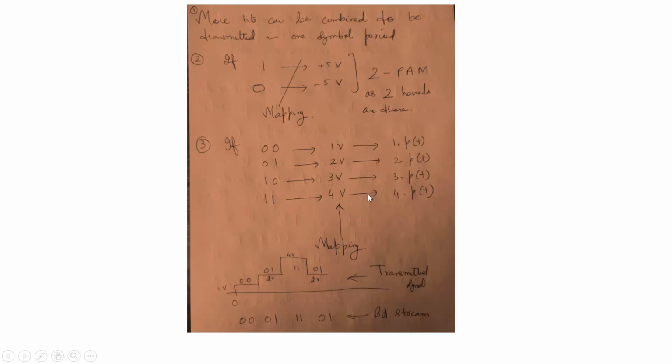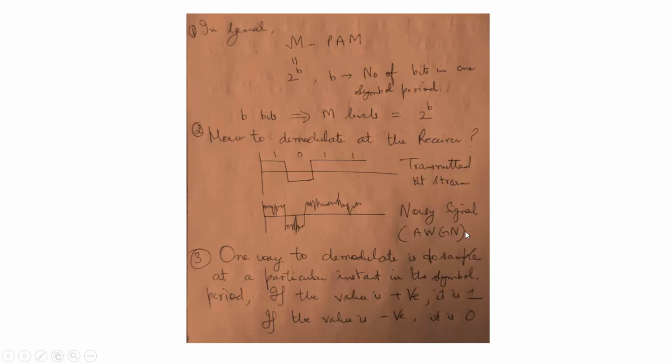In general, if I can combine capital B bits, how many levels will be there? 2 raised to the power B levels will be there. And this type of modulation in general is known as M-ary PAM, or MPAM. If M levels are there and B bits I am trying to combine, then 2 to the power B will be equal to M. So that PAM is known as MPAM, or M-ary PAM.